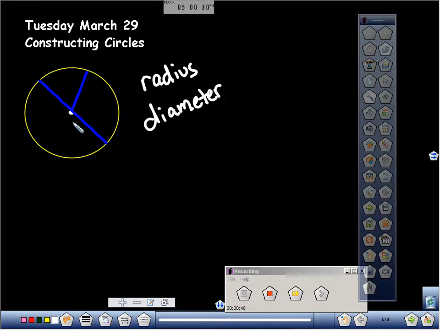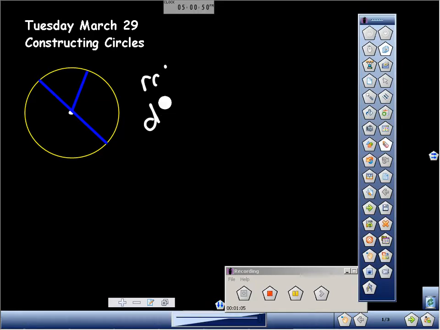And the diameter in relationship to the radius, the diameter is double. The radius in relationship to the diameter, the radius is half. You double the radius to get the diameter. You take half the diameter to get the radius. Hopefully I didn't confuse you on that.